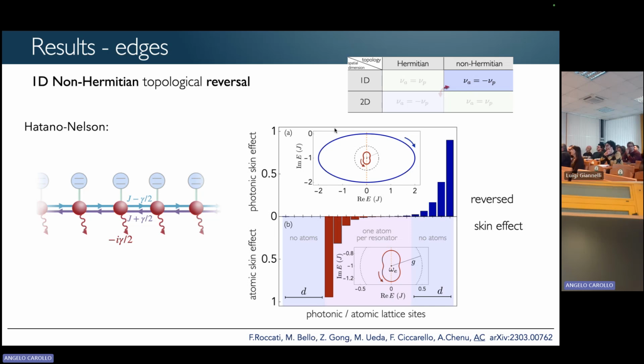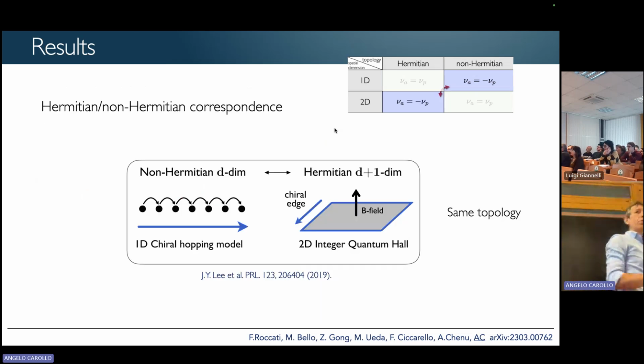The winding number gets an opposite sign, and when you open the boundary condition of the level of the atom, you have this skin effect, but on the other side. Okay. Again, this is compatible with an interesting thing that you can show.